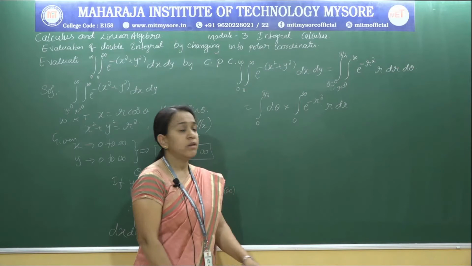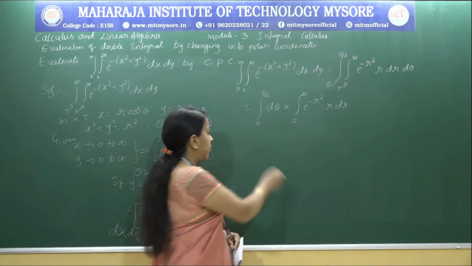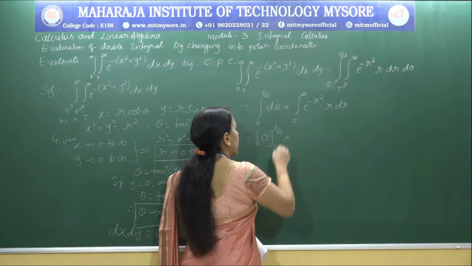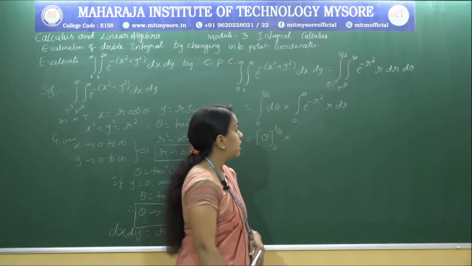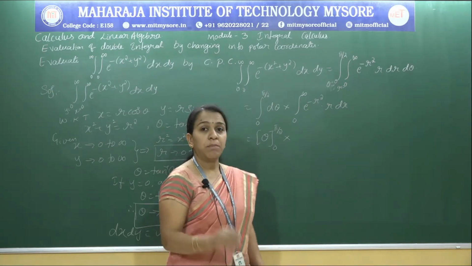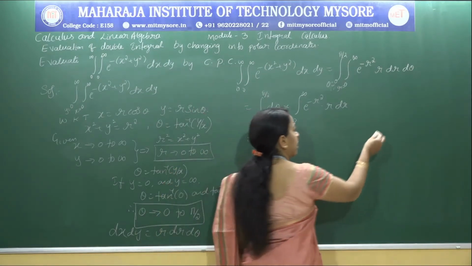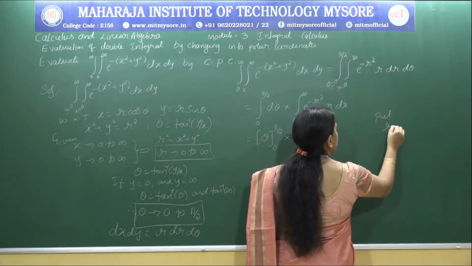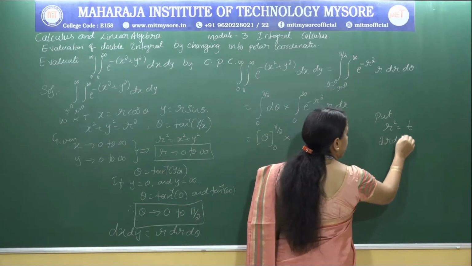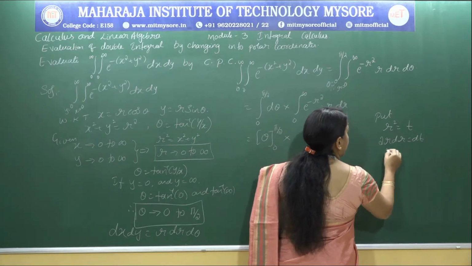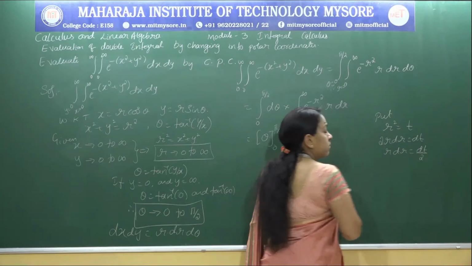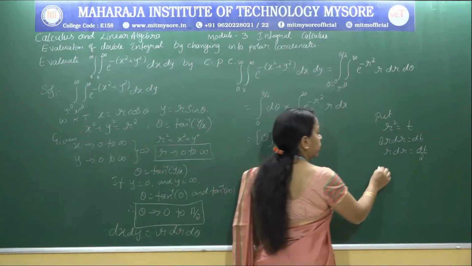So the first one, that is the integral of d theta, will be theta between the limit 0 to pi by 2. But the second one I can't integrate directly, because in the power place we have r square. So we should replace that r square by some other variable, that is, substitute r square equal to t, so that the derivative is 2r dr equal to dt, or I can replace r dr by dt by 2. And also we have to change the limit.